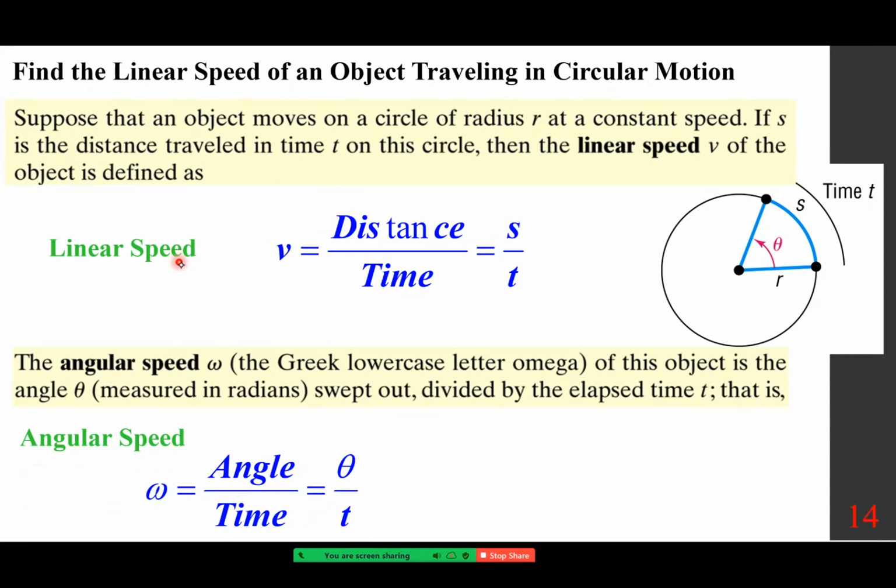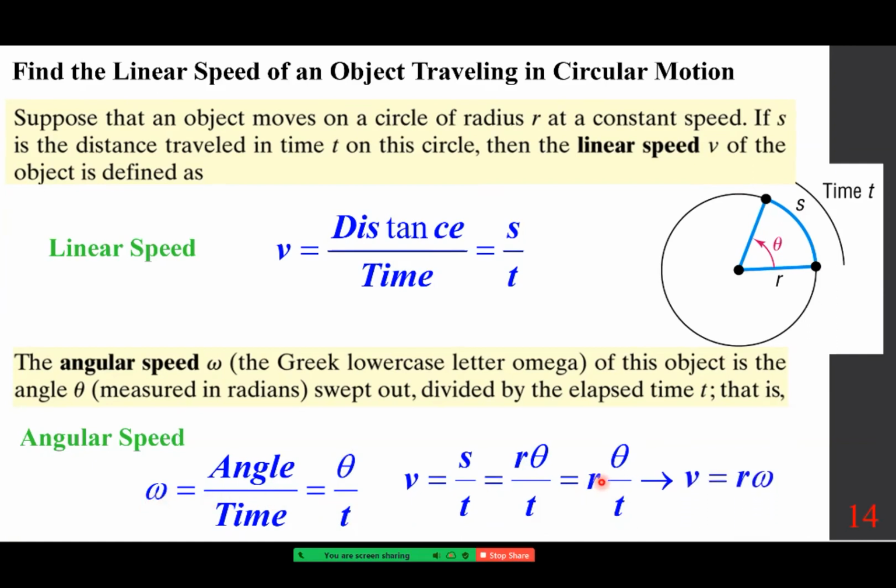Now, what we can do, we can see the relationship between the two. We know that V is S over T and S, the arc length, is R theta. And if we separate this into R times theta over T, we know theta over T is omega, so R omega.